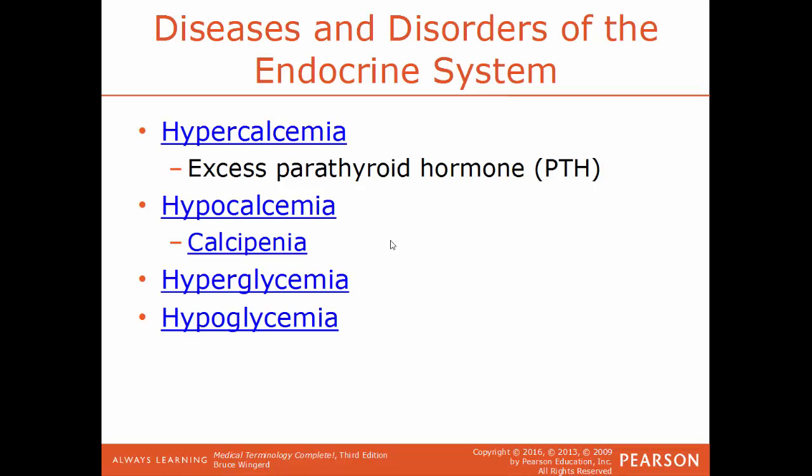Now it's the same thing with our next two terms, hyperglycemia and hypoglycemia. Both of these are in reference to the levels of blood sugar. Hyperglycemia is having an abnormally high level of blood sugar. Then hypoglycemia would be having too low a level of blood sugar. So in either case, bad things can happen. You don't want your blood sugar to be too high. You don't want blood sugar to be too low. There has to be a stable balance between the two.